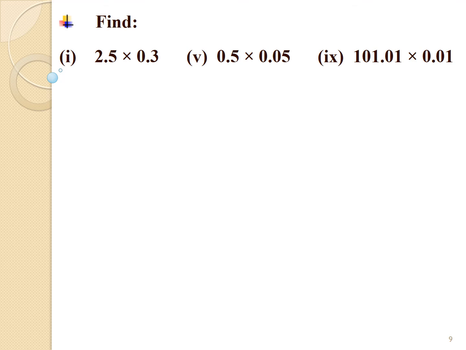Now, let us solve question number 5. Find. Students, in this question, we have to multiply a decimal number by a decimal. Students, in order to multiply a decimal by a decimal, you have to remember that you have to multiply the two decimals without the decimal point, just like whole numbers. Then you have to mark the decimal point in the product after as many places from the right as the sum of the decimal places in the multiplicand and multiplier. So now let us solve question number 5, keeping in mind the rules of multiplication of decimal by decimal.